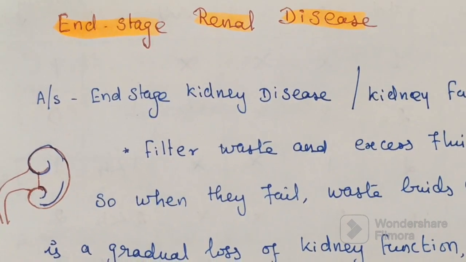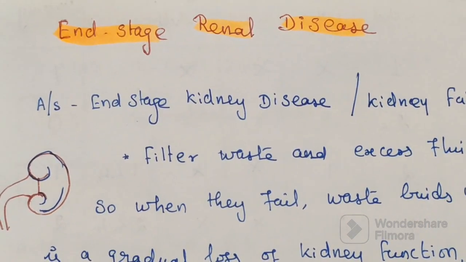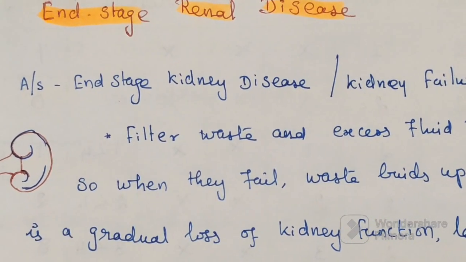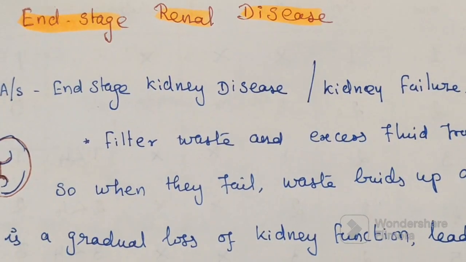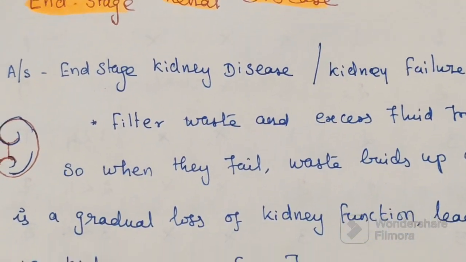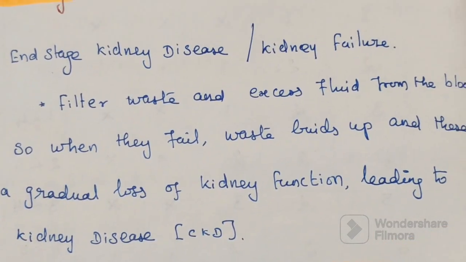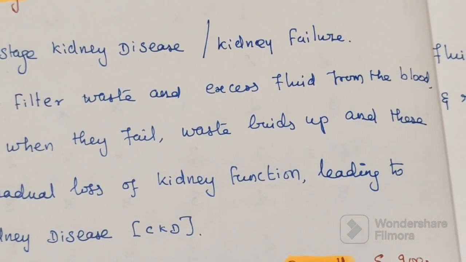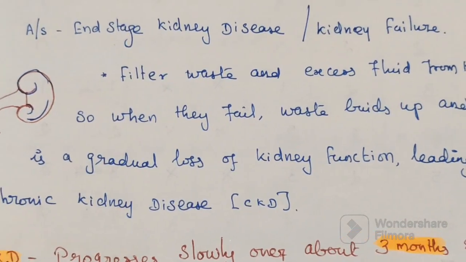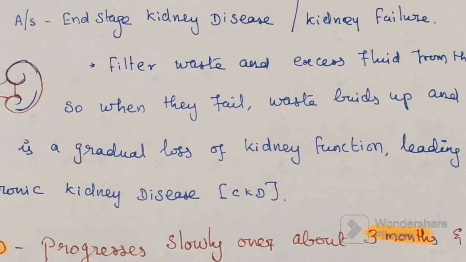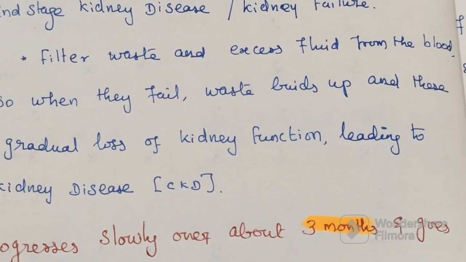In this video, we'll discuss end-stage renal disease. It is also called end-stage kidney disease or end-stage kidney failure. The kidneys filter waste and excess fluid from blood. So, when they fail, waste builds up and there is a gradual loss of kidney function.